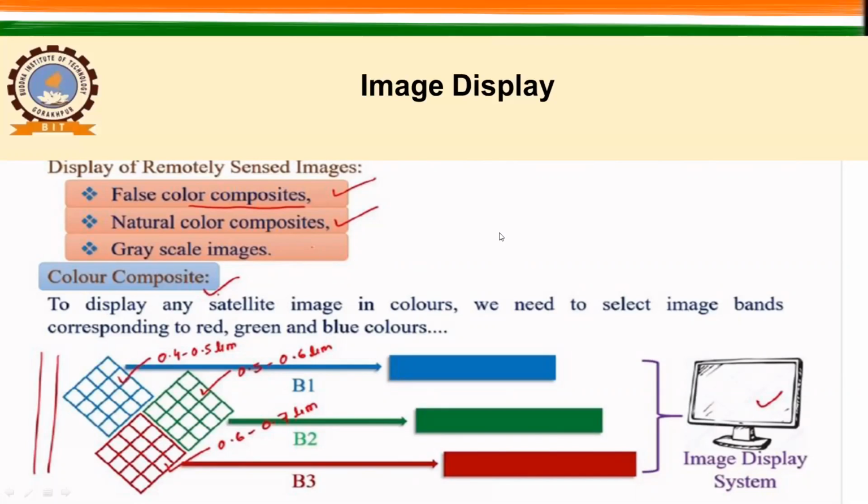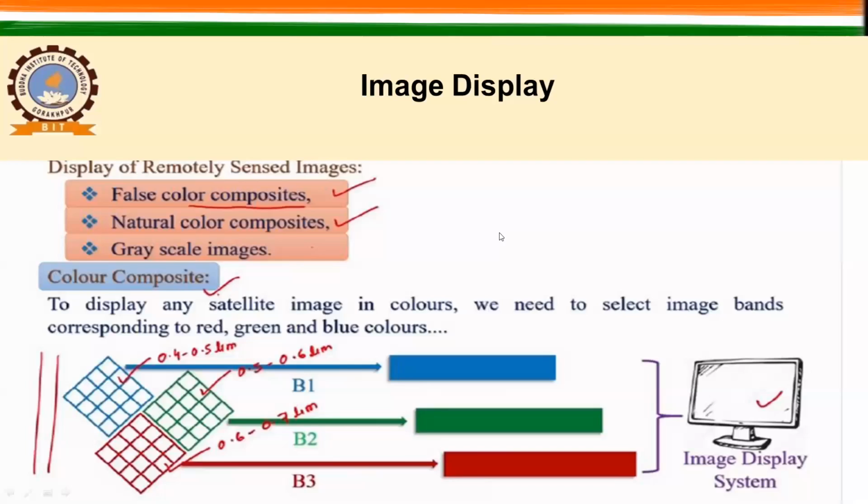Color composite is used to display any satellite image in color. We need to select the image band corresponding to the red, green, and blue colors of our monitor or any display system, right? Let us assume that you have a display system and you have only three bands captured in different wavelengths: a blue wavelength band, a green wavelength band, and a red wavelength band. This is the wavelength of 0.4 to 0.5 micrometer, this is 0.5 to 0.6 micrometer, and this is 0.6 to 0.7 micrometer.